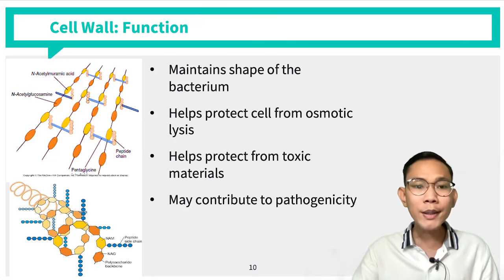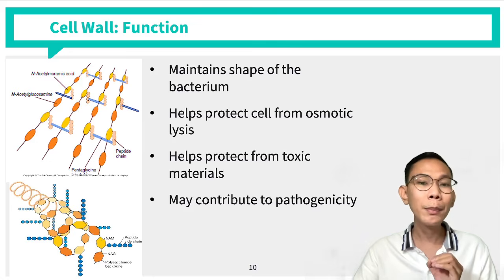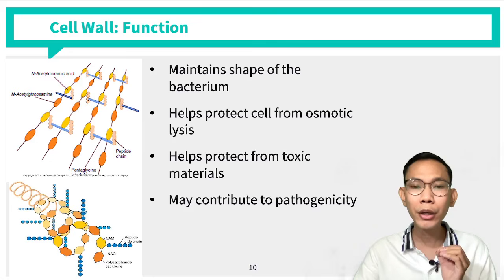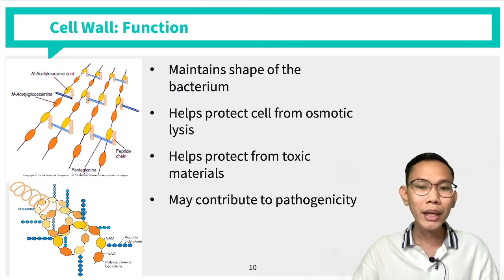Because it is composed of sugar molecules cross-linked by peptide chains, we can say that the cell wall function maintains the shape of your bacterium. It helps protect the cell from osmotic lysis and helps protect from different toxic materials. It may also contribute to the pathogenicity of your bacteria. So that's the basic function. Because of the structure, it basically maintains the shape of your bacterium.